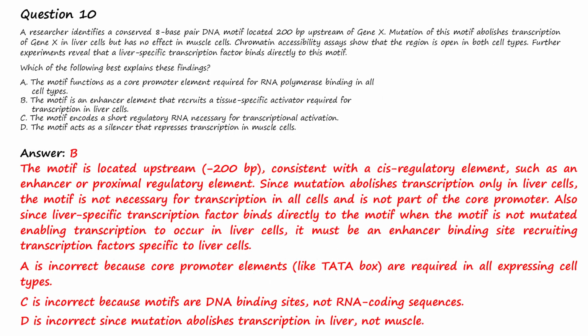Answer B. The motif is located upstream, -200 base pairs, consistent with a cis regulatory element, such as an enhancer or proximal regulatory element. Since mutation abolishes transcription only in liver cells, the motif is not necessary for transcription in all cells and is not part of the core promoter.